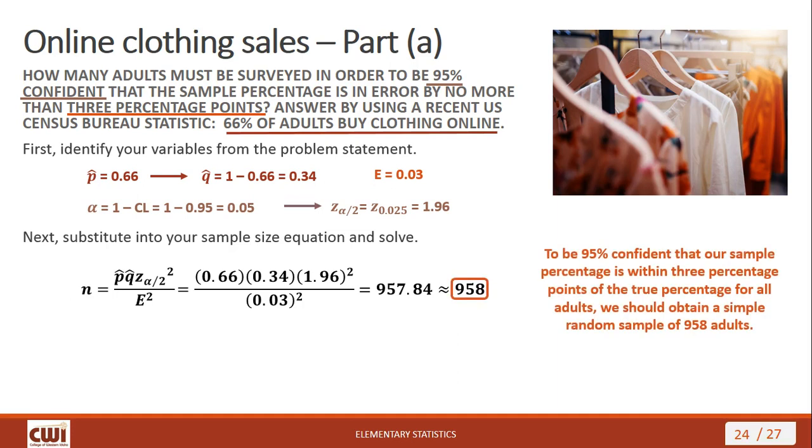So, to be 95% confident that our sample percentage is within 3 percentage points of the true percentage for all adults, we should obtain a simple random sample of 958 adults.